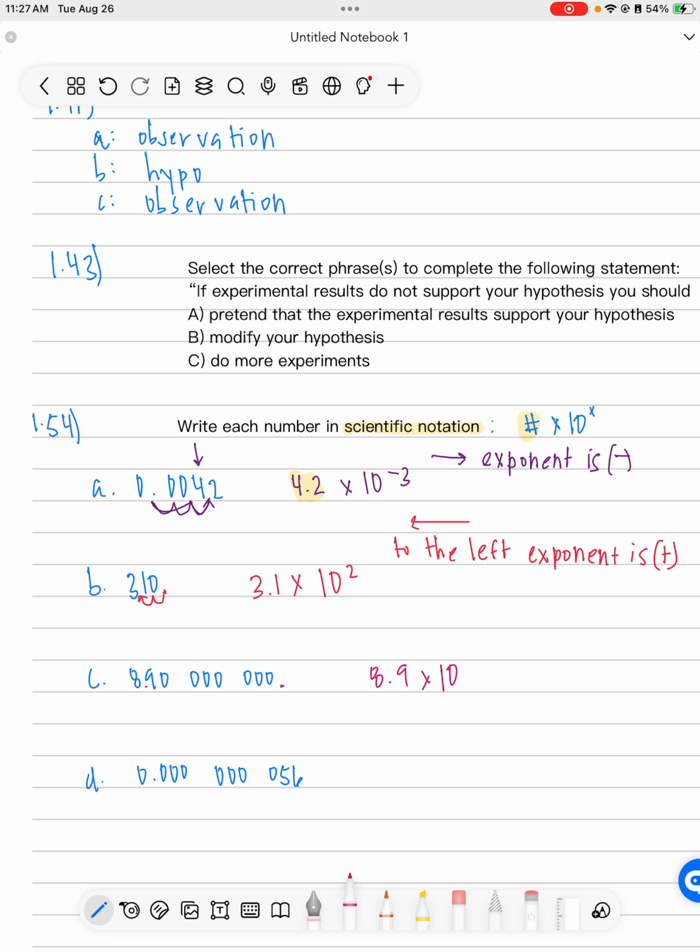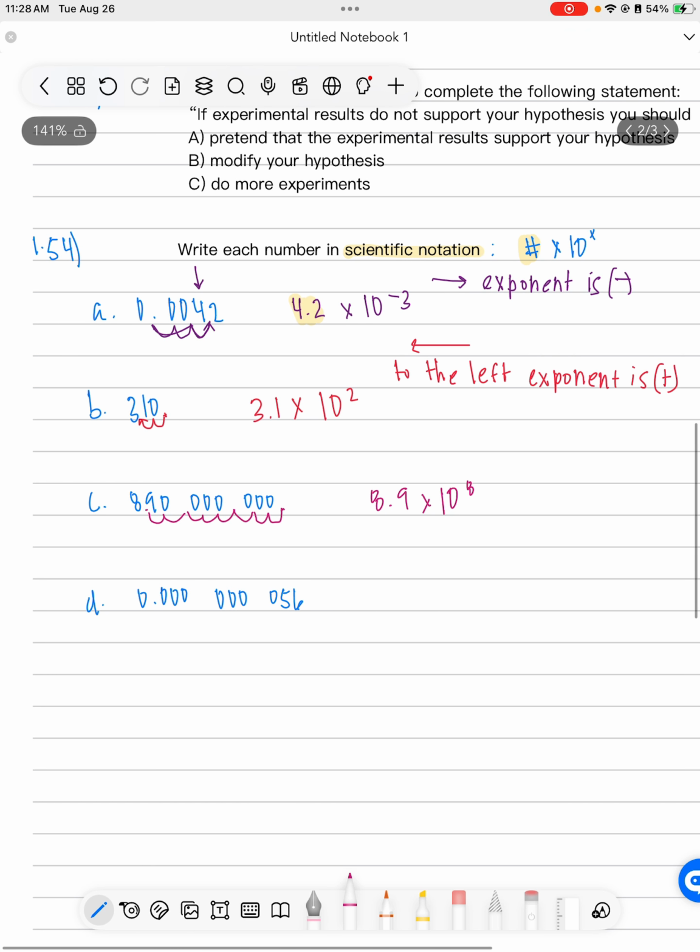Now we just need to count how many times we moved our decimal. 1, 2, 3, 4, 5, 6, 7, 8. So that's 8.9 times 10 to the 8th.